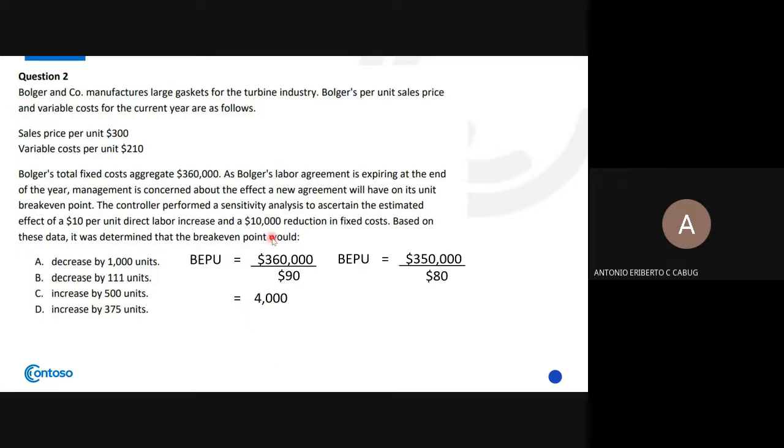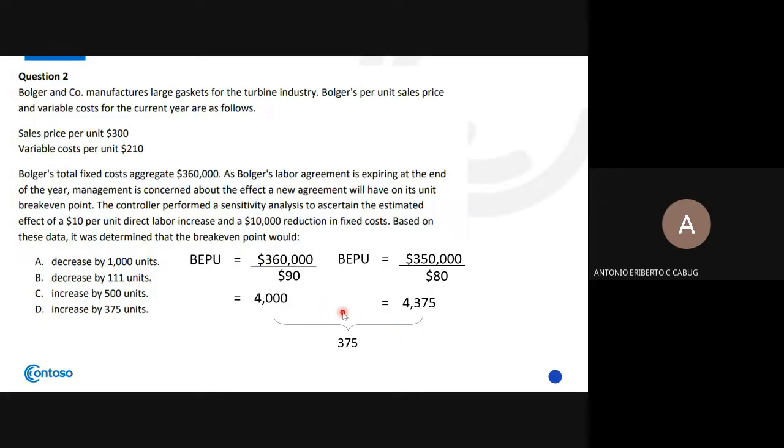After the change, 350K na lang yung fixed cost dahil may 10K reduction in fixed cost. However, we would like to see the effect if there's a $10 increase in labor cost per unit. Magiging plus 10 to 20 na yung variable cost per unit. $80 na lang ang UCM natin. 350K over 80 is 4,375. We are expecting an increase in our break-even point by 375 units.